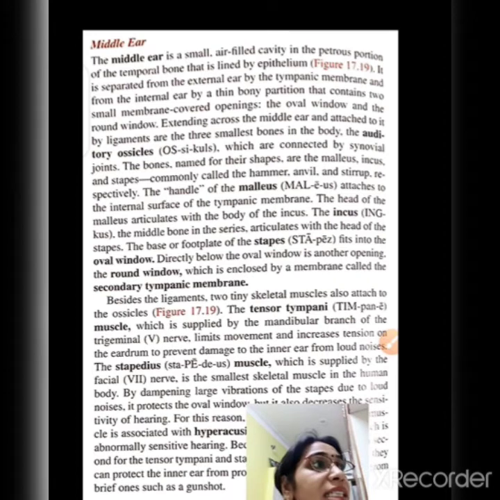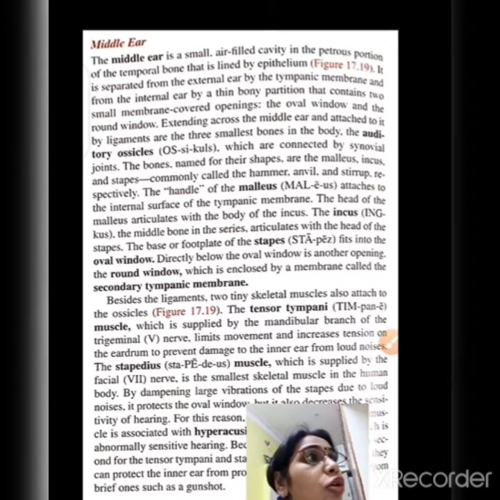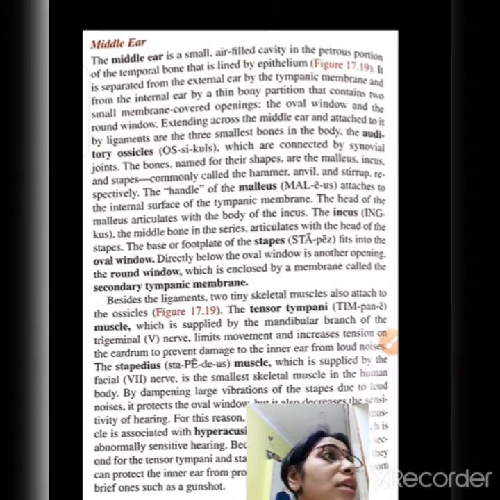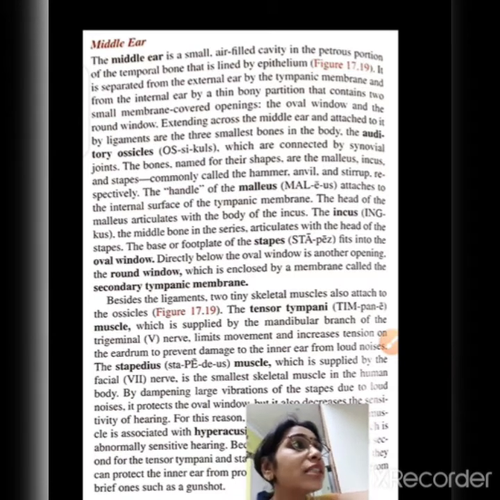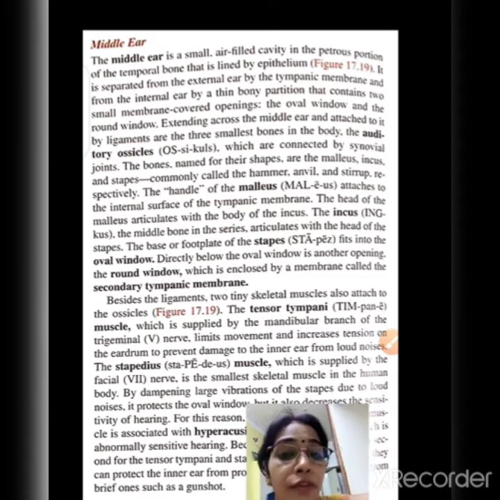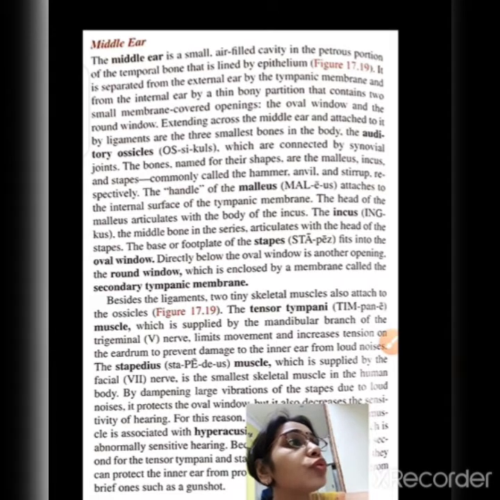Now, besides the ligaments, two tiny skeletal muscles are also attached to the ossicles. Which are these two tiny skeletal muscles? The tensor tympani, which is supplied by the mandibular branch of the trigeminal, the fifth cranial nerve, limits movement and increases tension on the eardrum to prevent damage to the inner ear from loud noises.